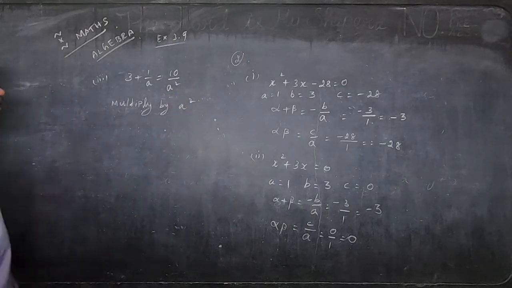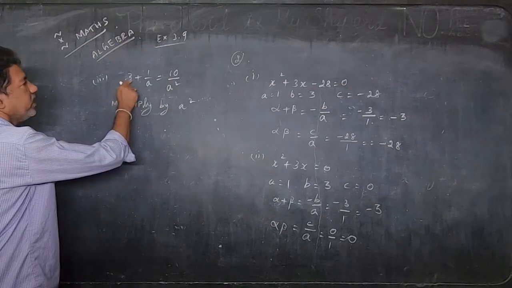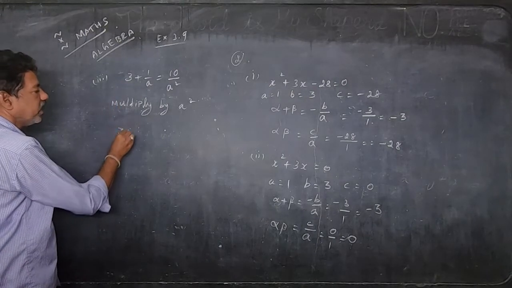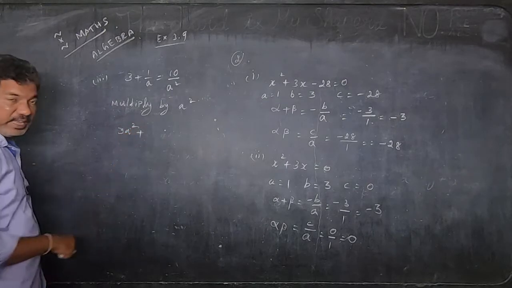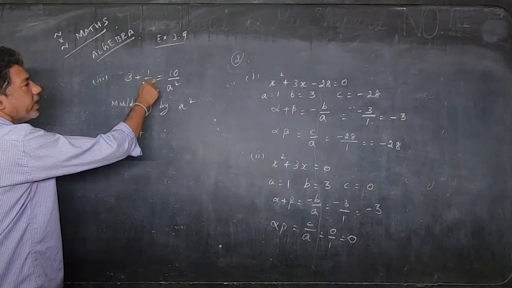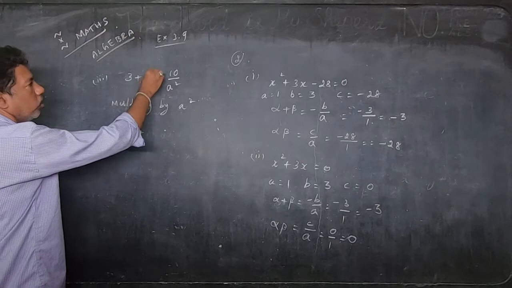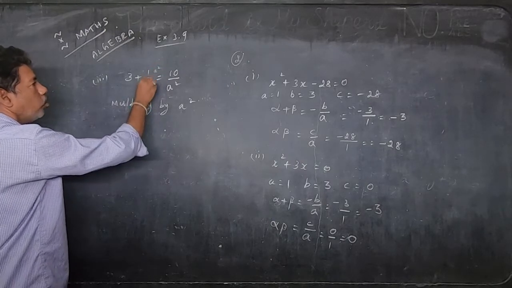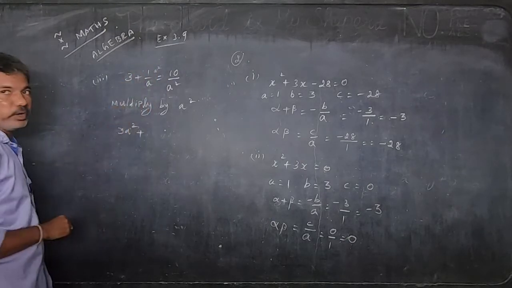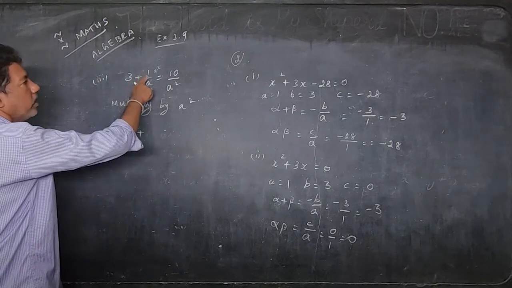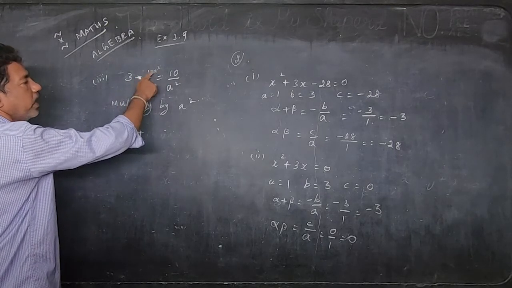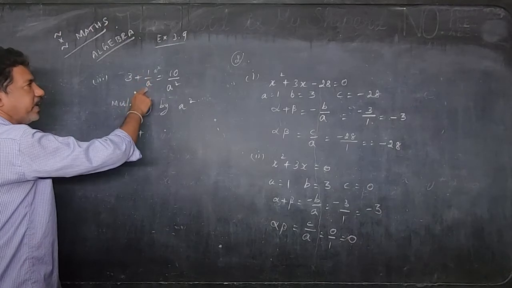So இப்போ a square பண்ணணும்னு சொன்னால் 3 into a square, 3a square plus இங்கே a square நம்ம பண்ணணும்னா இங்கே என்ன இருக்கும்? a square இருக்கும். அப்போ ஒரு a கேன்சல் ஆகிடும். 1 இருக்கும், இன்னொரு a இருக்கும். ஓகே. So why? Because 1 by a is there.